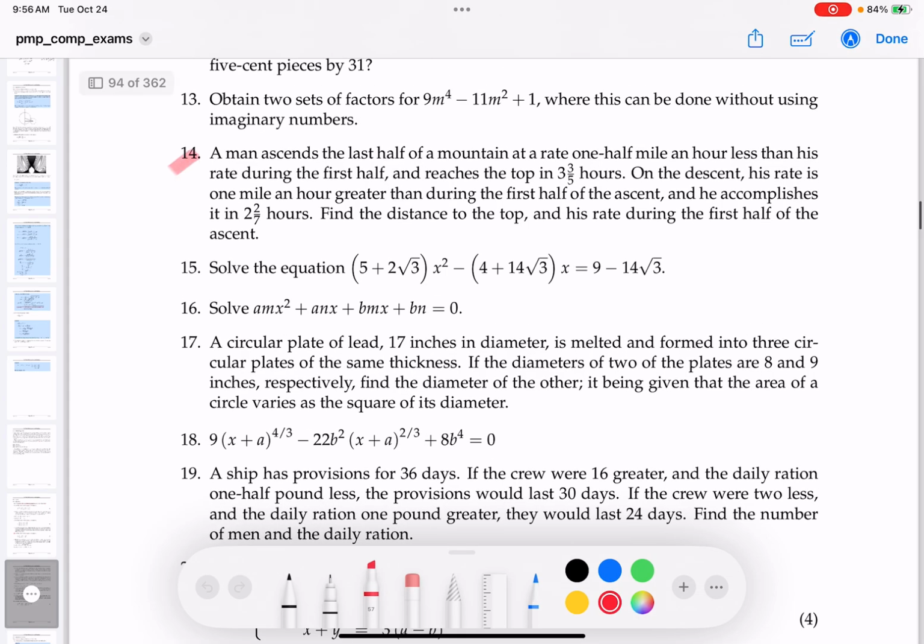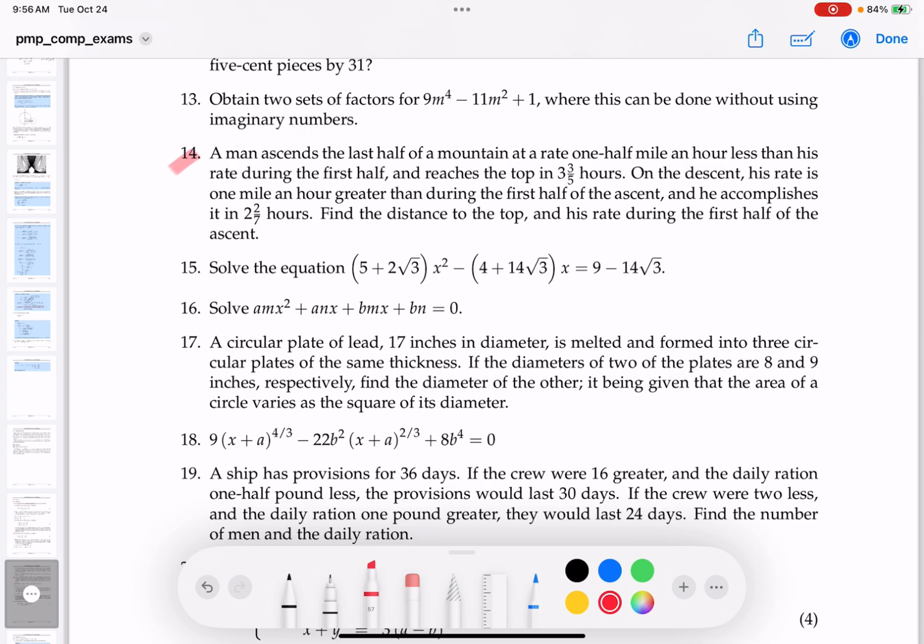Okay, I want to point out for number 14, it's not an easy question to read or understand. However, I'll do the best job I can at the whiteboard. It says a man ascends the last half of a mountain at a rate 1/2 mile an hour less than the rate during the first half and reaches the top in 3 3/5 hours. On the descent, that's on his way down, his rate is 1 mile an hour greater than during the first half of the ascent, and he accomplishes it in 2 2/7 of an hour. Find the distance to the top and the rate during the first half of the ascent.